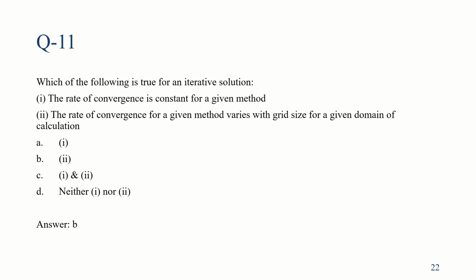So second statement, option B, is the right answer. Option A is 1, option B is 2, option C is 1 and 2, option D is neither 1 nor 2. So the answer is option B, that is, the second statement is the right statement. Let us now go to question 12.